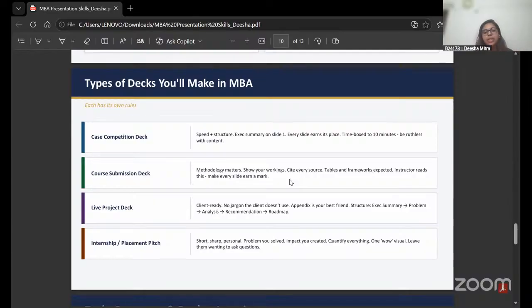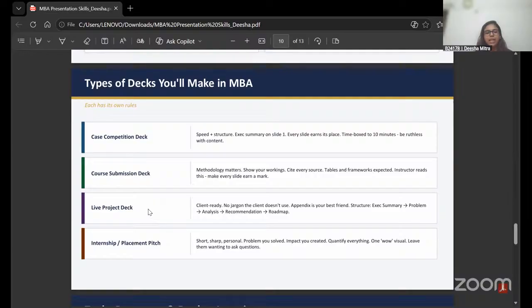Maybe in case competition decks, you might not be talking about frameworks explicitly, like say PESTLE analysis. You would not explicitly mention the slide as PESTLE analysis and talk about it in a case competition deck. But for a course deck, for a group presentation, say for a classroom presentation, you would openly be discussing how PESTLE analysis looks, how a BCG matrix looks, and all of that, right? So these are some of the aspects of how a classroom presentation might be different. But again, the base is same, the structure is followed.